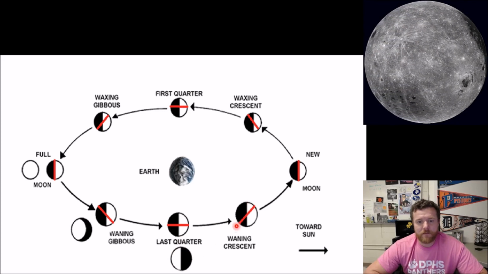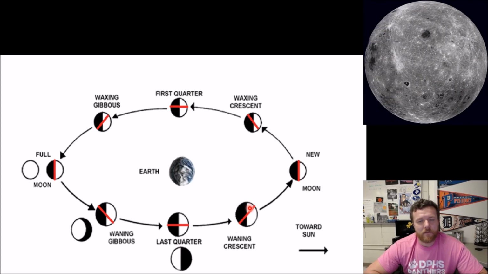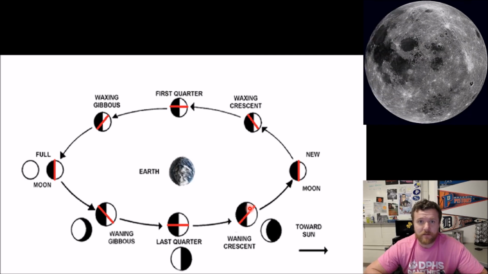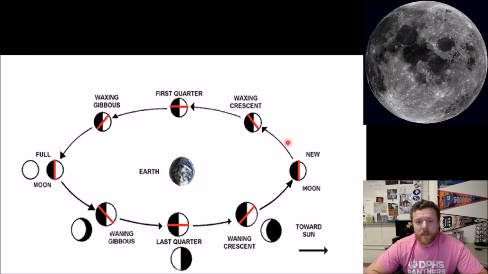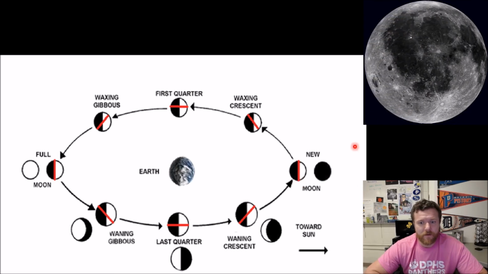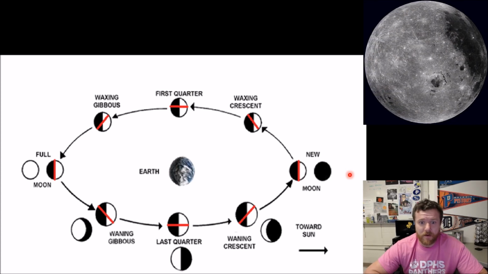If we see this side of the moon, right here, only a little tiny bit of the lit up side is visible. We see that as a waning crescent. Waning means it's getting smaller. If we don't see any of the lit up side, we call that a new moon. If the sun is over here, it's a possibility that we could be having a total solar eclipse right here.